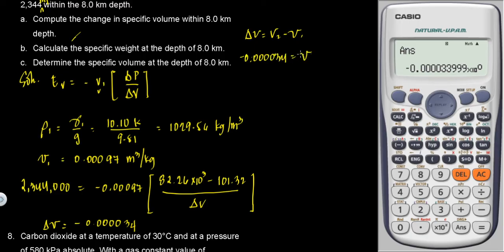There. So, meron na tayo ditong value which is minus 0.000034 and yung V sub 2, hindi natin alam. V sub 1 is, yan, 0.00097. So, V sub 2 is equal to, okay, so, lipat sa kabila, plus lang, no? So, equals 0.000936. Ang unit nito is meter cube per kg.